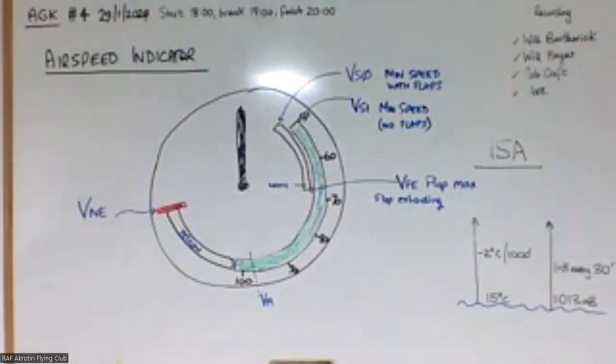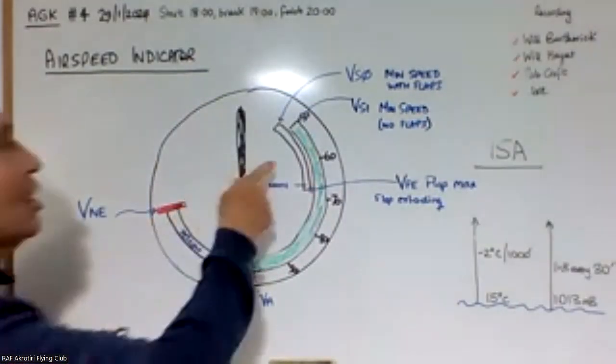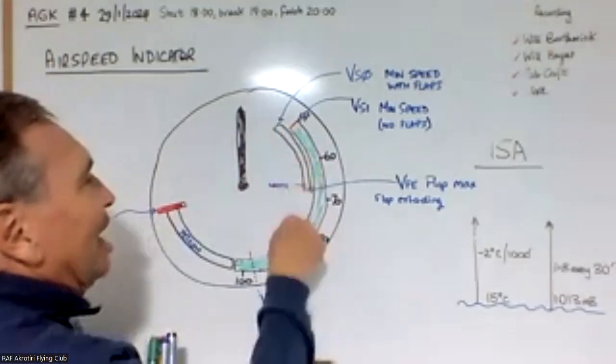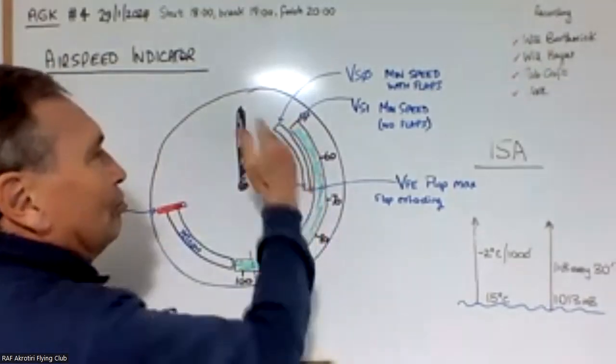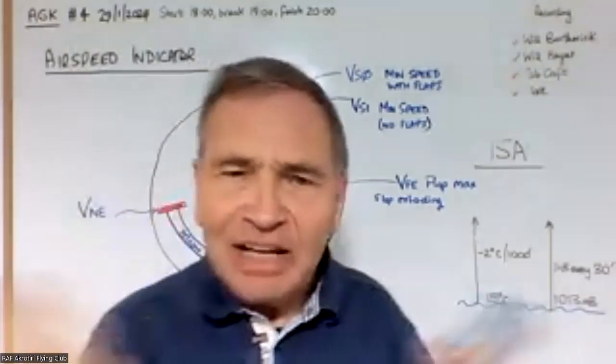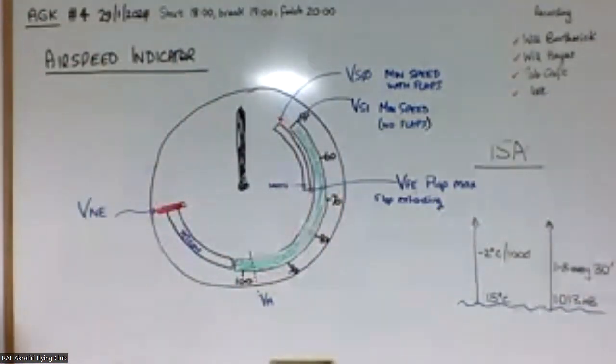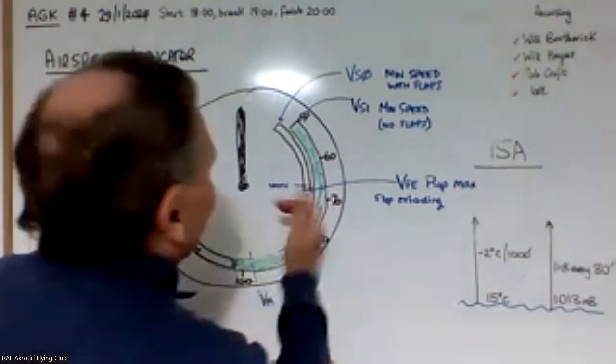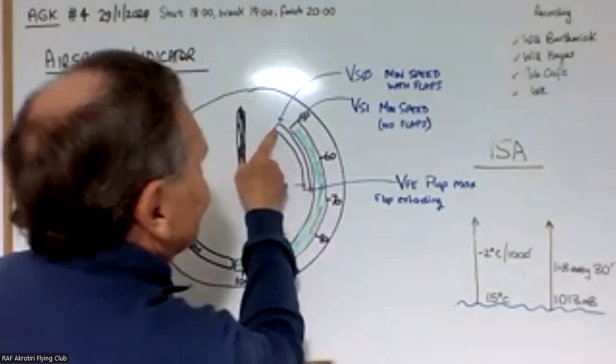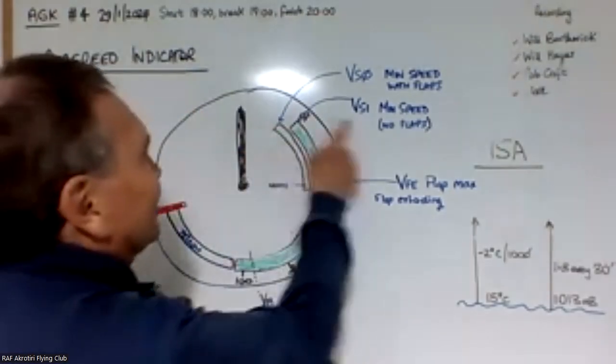You'll notice that the plane can fly slower with flaps than it can without flaps. Well, that's kind of expected, isn't it, really? Because that's the purpose of the flaps, is to make it so you can fly slower for takeoff and landing. So VS0 is bound to be a bit less than VS1.